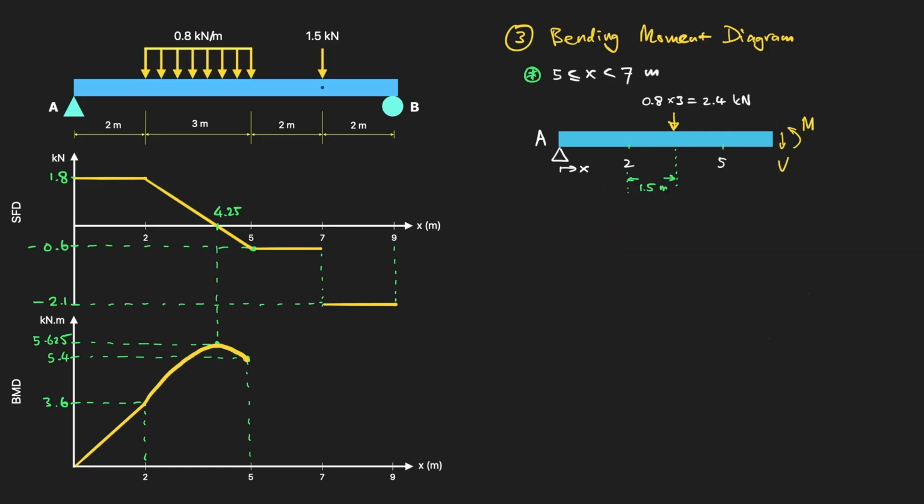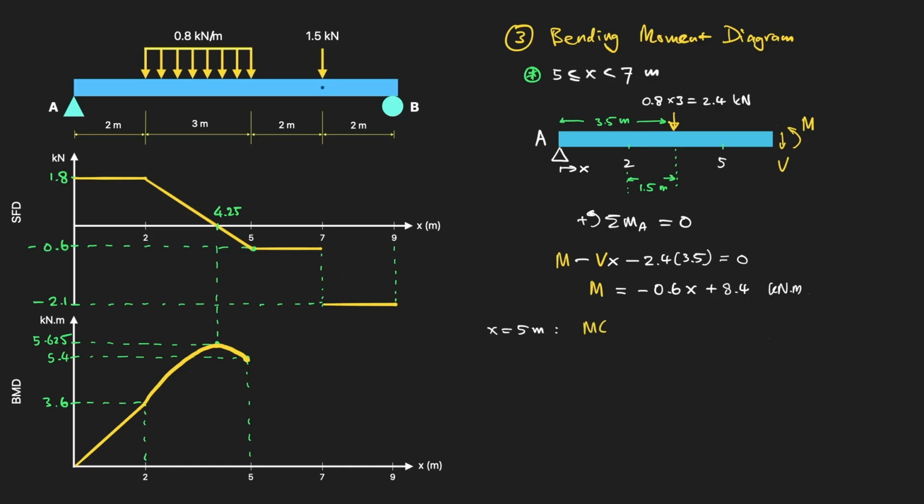For the third segment, between 5 and 7 meters, again we have passed beyond the distributed load, and so we can replace it with a single equivalent load of 2.4 kilonewtons. It sits at its fixed lever arm of 3.5 meters from A. Sum of moments about A, counterclockwise positive, equals 0. This internal M minus V times x minus 2.4 times 3.5 equals 0. With V equal to minus 0.6 here, M of x equals minus 0.6x plus 8.4.